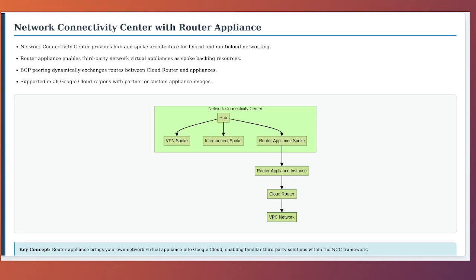Network Connectivity Center is Google Cloud's centralized connectivity management hub that uses a hub-and-spoke architecture. Think of it as the central nervous system for your network connections, where the hub serves as the management point and spokes represent various connection types including VPN tunnels, cloud interconnect attachments, and Router Appliance instances.